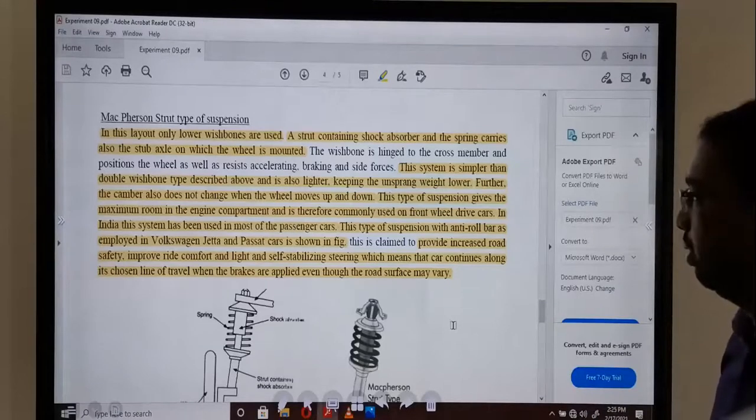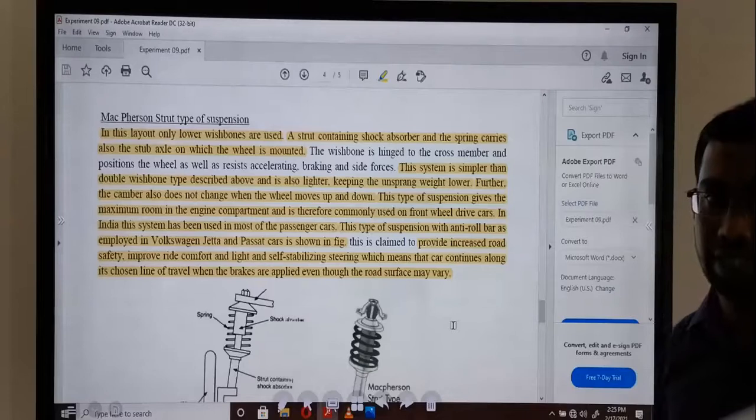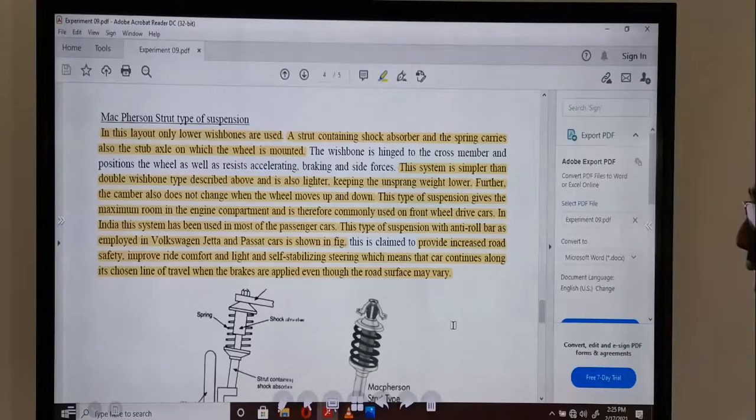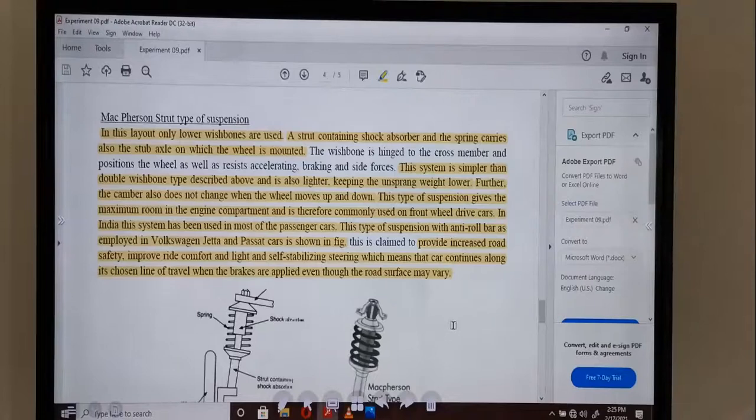Because front wheel drive cars mostly use a CVT transmission, the CVT gearbox and engine are also placed in the front side. In India this system has been used in most passenger cars. This type of suspension with an anti-roll bar is employed in Volkswagen Jetta and Passat cars, as shown in the figure.